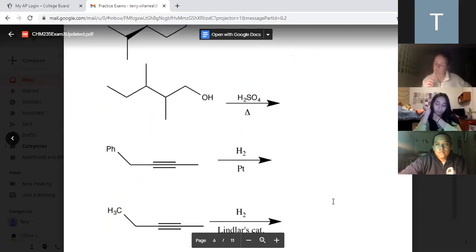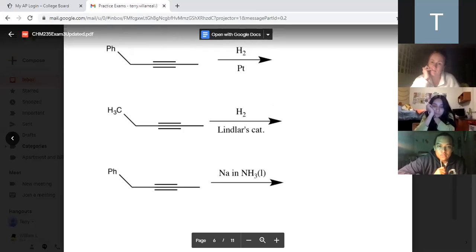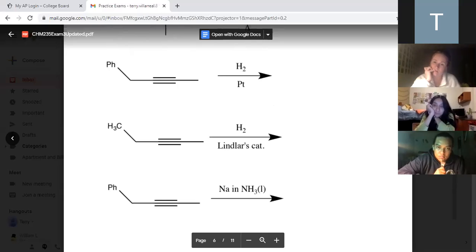Okay. Let's take a look at our next one. So now we have alkynes. Alkynes react very similarly to alkenes. If I can think about how alkenes react, alkynes are usually going to react the same way, just twice.